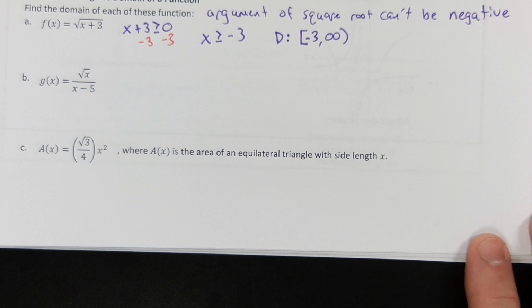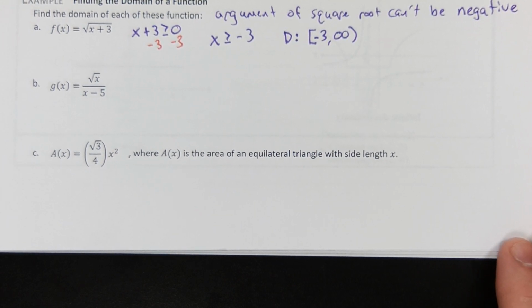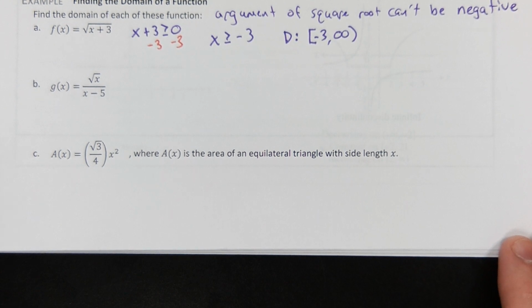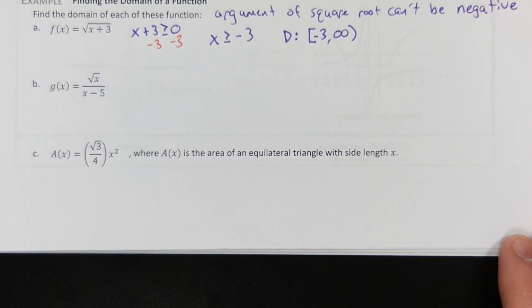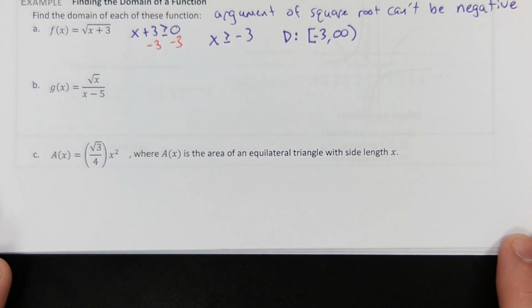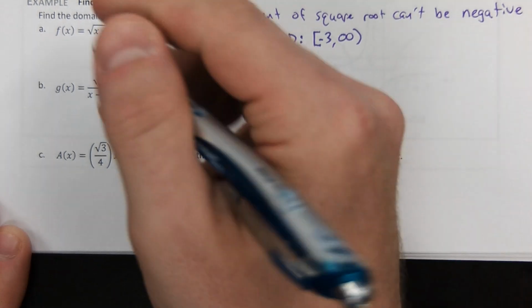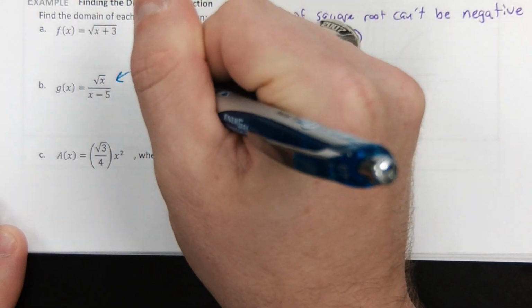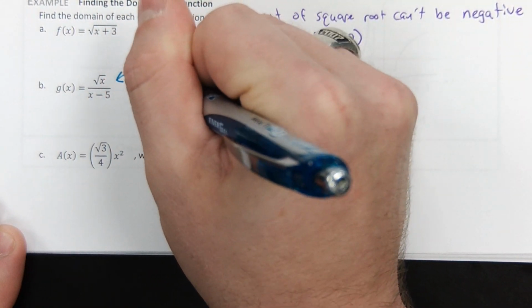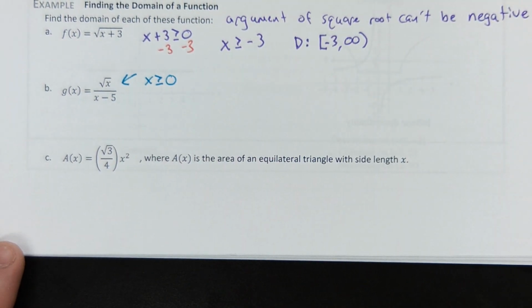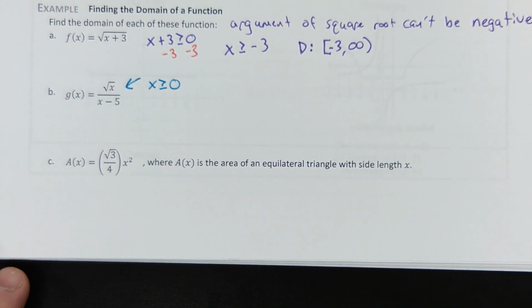In part B, we do have another square root bar. So the square root bar is going to play a part in this domain. We've already discussed it. The argument of the square root, this time just x, better be greater than or equal to 0. Well, that one's pretty easy. For the top numerator, we know that x is greater than or equal to 0. I'm not going to write it as an interval yet because we're not finished.